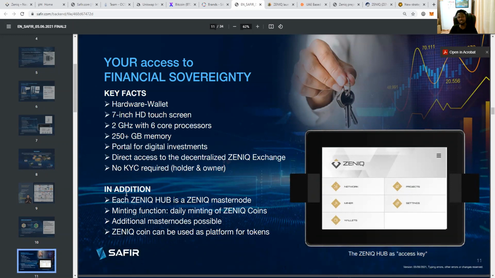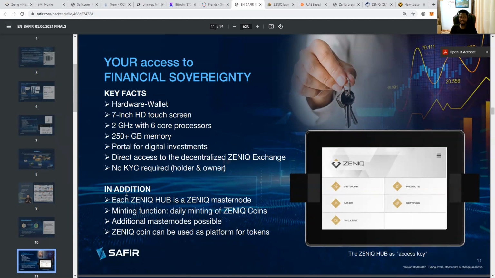Of course, with a 7-inch HD touchscreen, you can use it for multi functionalities. You have 6 core processors. These are the reasons why you are able to use it as a masternode. These processors are designed inbuilt for the purpose of minting. Okay, and it has 250 gigabytes of memory, which you can use for all the things you want to do as a regular tablet. All right, as a regular tablet.